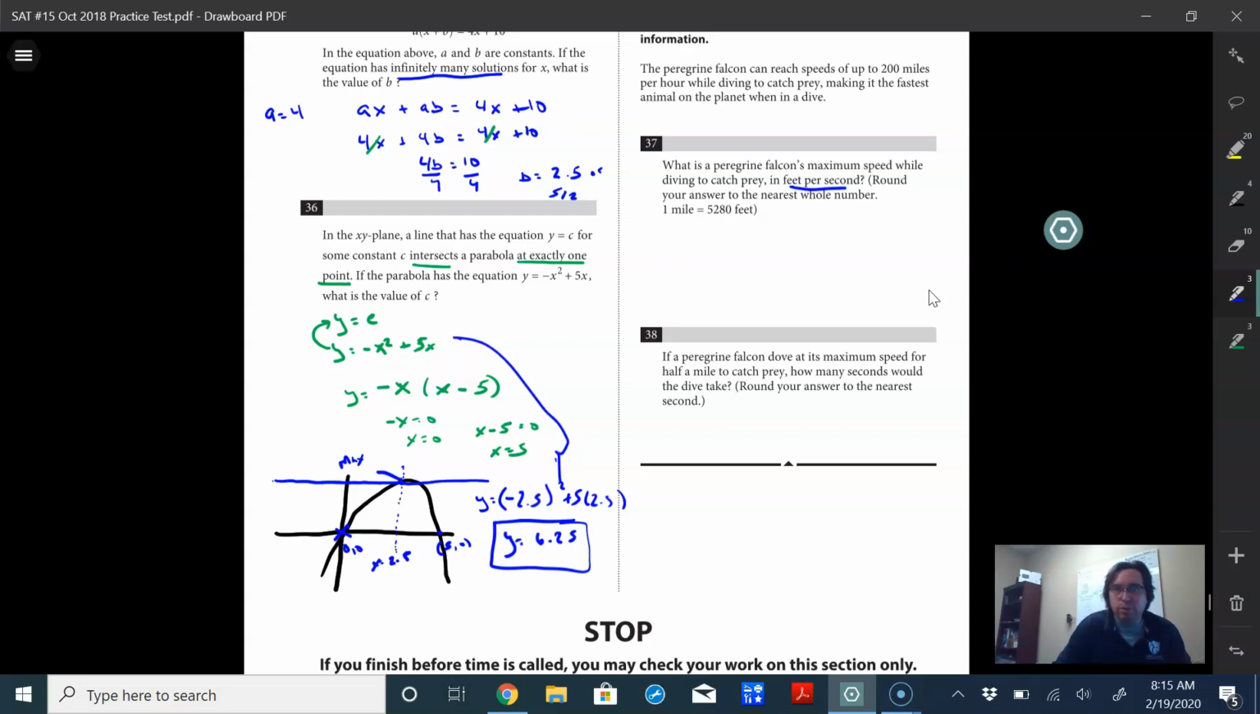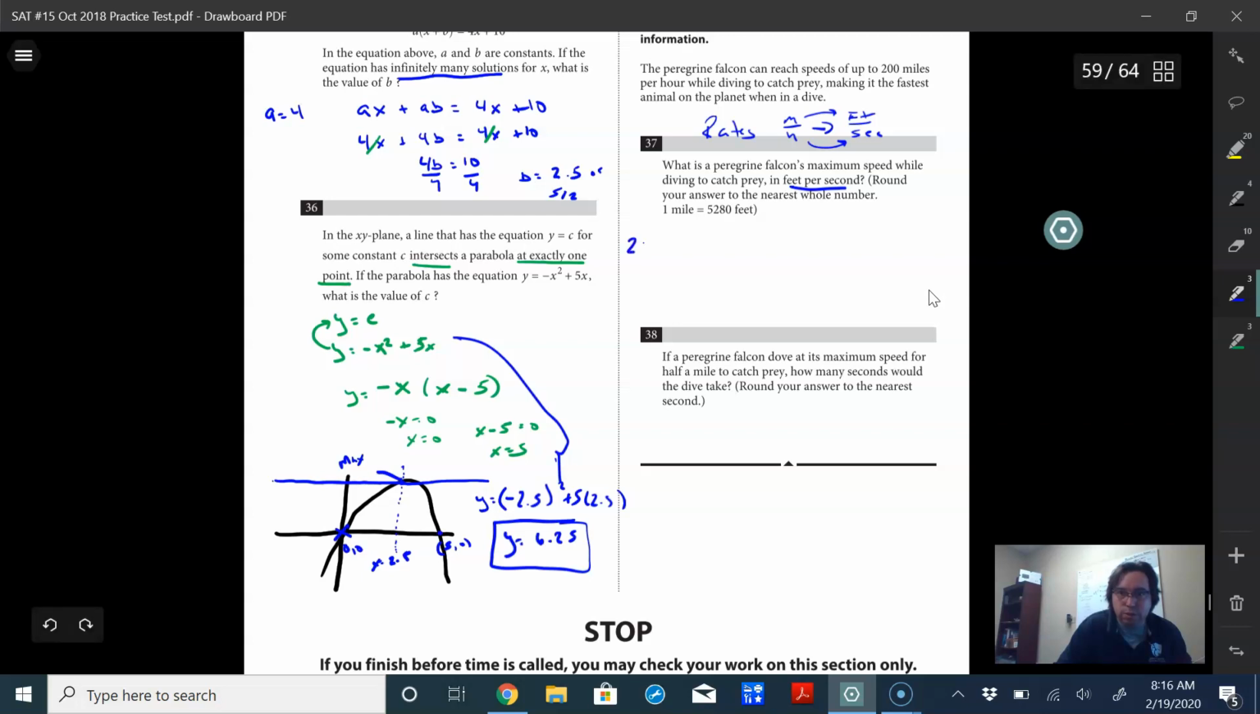Now, remember with these rates questions, we have to figure out what we're in and what we're trying to get to. We see that we're in miles per hour and we're trying to get to feet per second. So there are two different rate conversions we have to do: we have to go from miles to feet and hours to seconds. That's how we want to set up our chain.